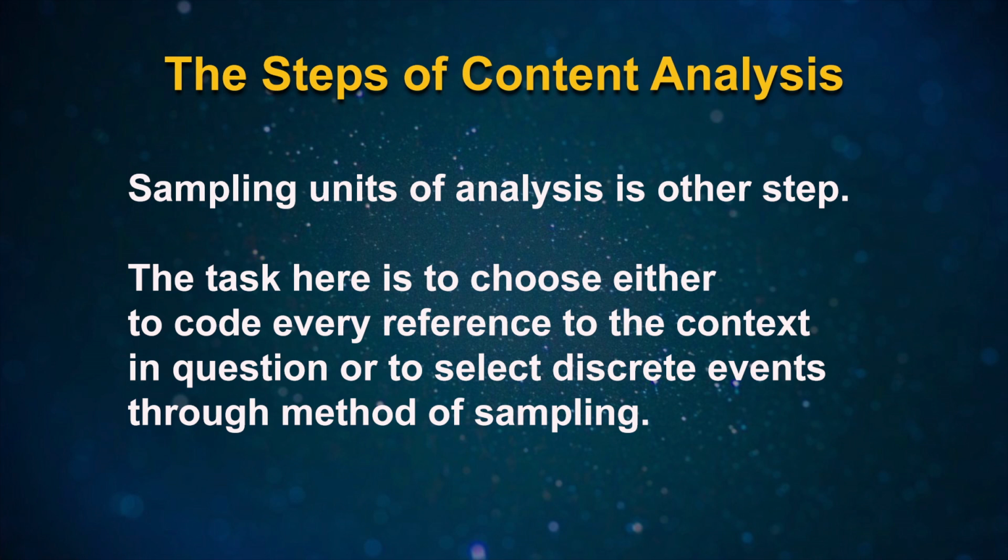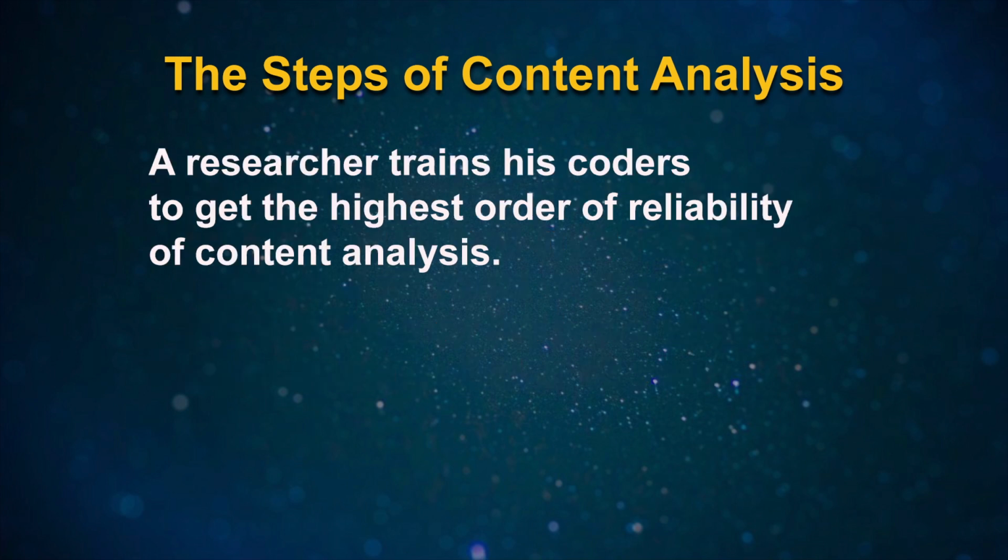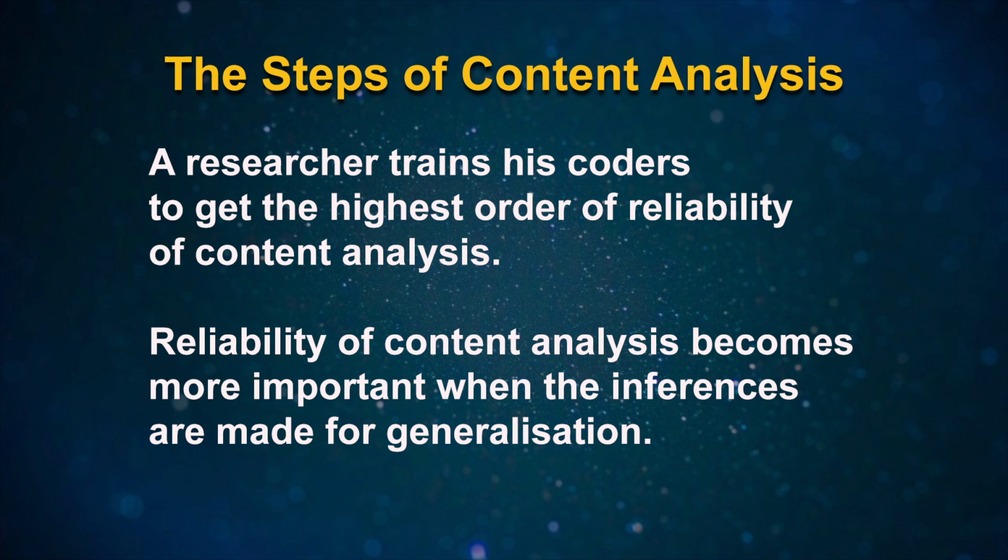The task here is to choose either to code every reference to the context in question or to select discrete events through a method of sampling. For example, one might select all articles covering the topic published in a journal over a period of 20 years, or one-fourth of the articles on the issue under study over a period of 20 years. In the next step, a researcher trains his coders to get the highest order of reliability of content analysis. Reliability of content analysis becomes more important when the inferences are made for generalization.